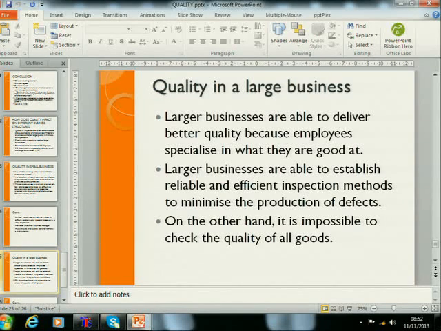On the other hand, it is impossible to check the quality of all goods. Large production, it is not possible to. Usually what happens here is products are sampled. So it is not possible to check each and every product for its quality. So you may miss out on the quality of some products because you've just sampled products to control their quality.